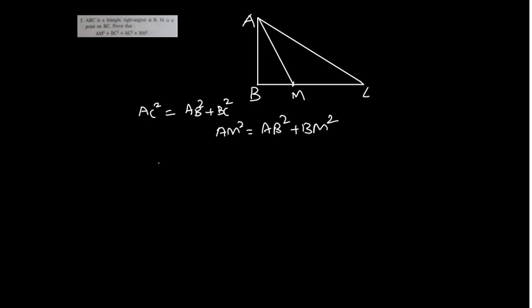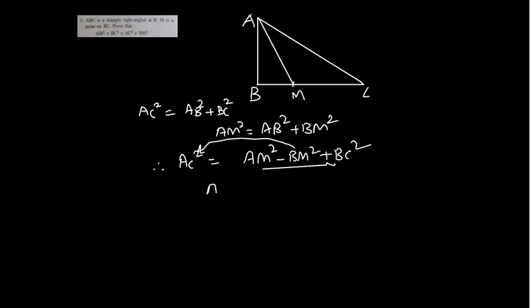Let's go for the next question. M and N are the midpoints of the sides QR and PQ respectively of a triangle PQR, right angled at Q. Prove that PM square plus RN square equal to 5 MN square. Good question.